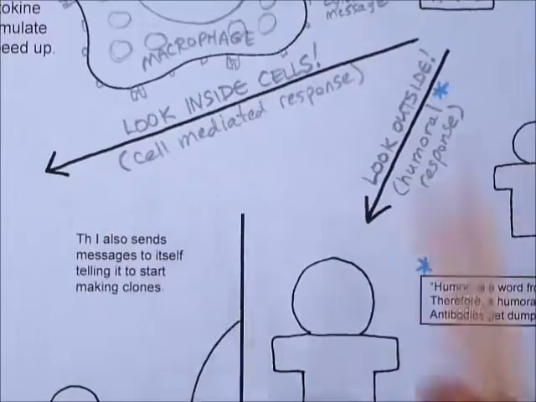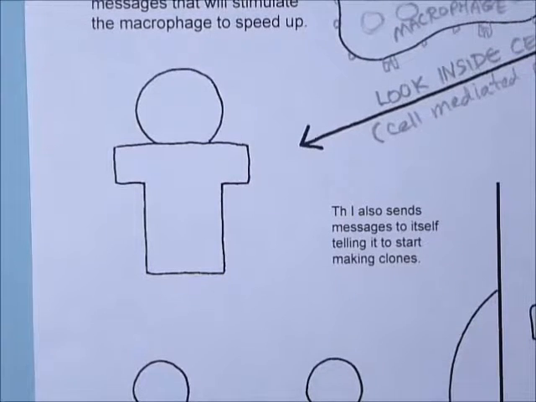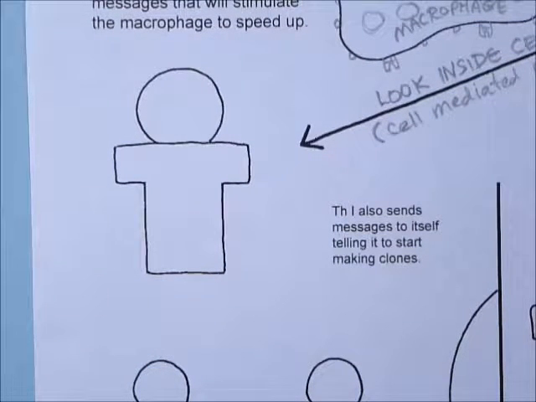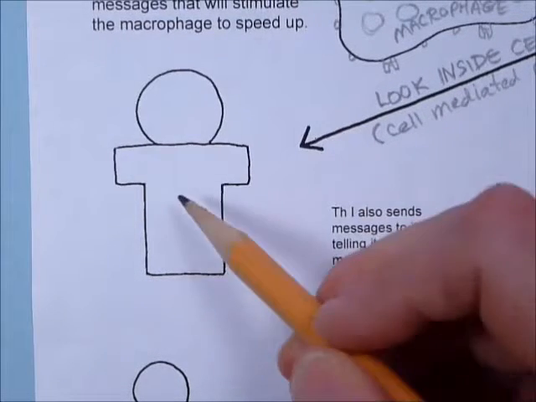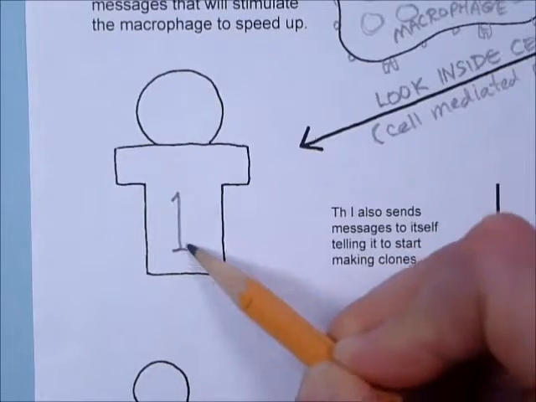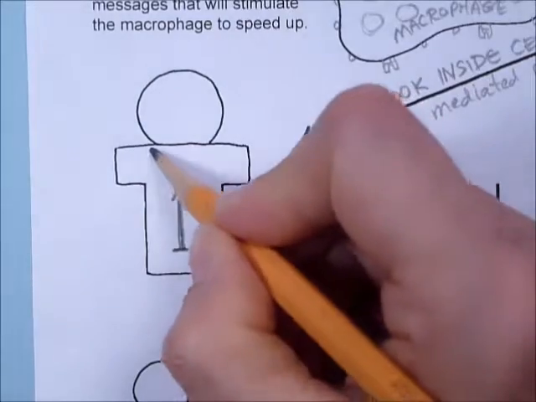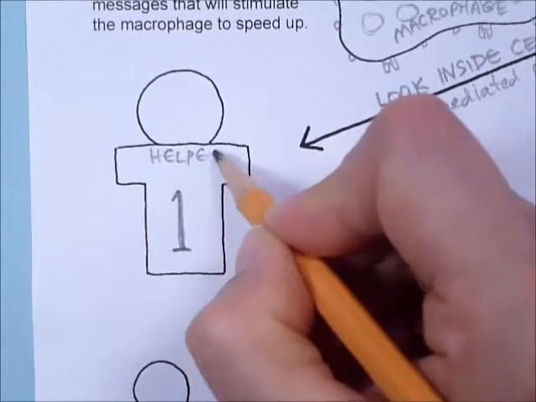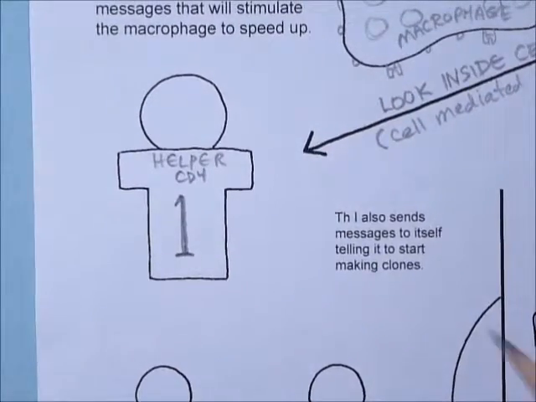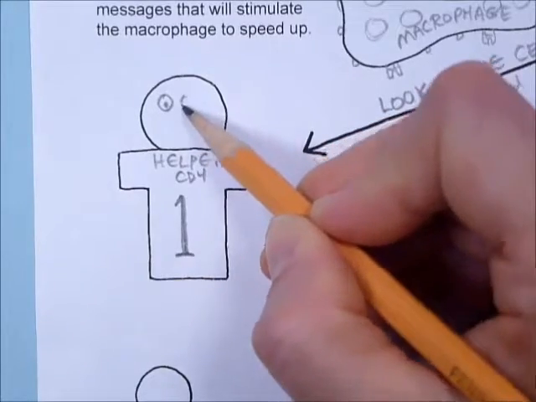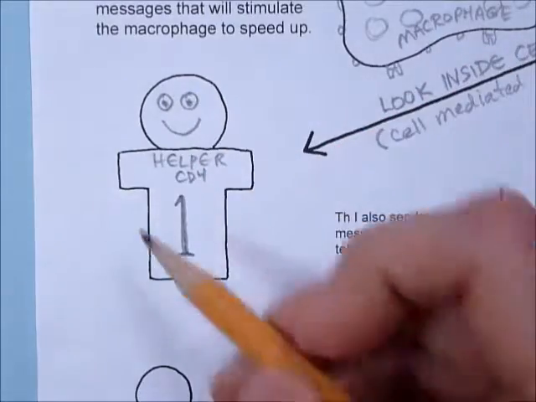But we're going to do this cell-mediated response first. So let's look over here at this guy. When T0 wants to look inside of cells, it changes slightly. It differentiates, makes copies of itself, and all these copies will be number 1. See, so this is helper. Still a helper, it's still CD4, but now instead of 0, the naive, it's number 1. It's got a big smile on its face now because it has a job. It's not wondering what to do anymore.